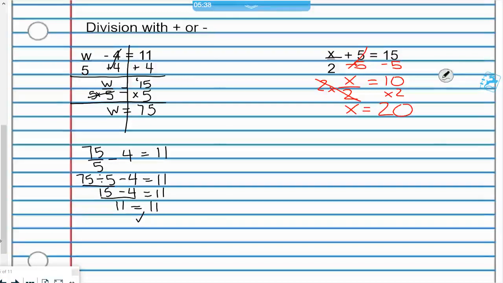Let's check our work. Try that again. 20 divided by 2 plus 5 equals 15. Well, 20 divided by 2 is 10, plus 5 equals 15. If I do this, 10 plus 5 is 15, equals 15. There's our answer. X equals 20.